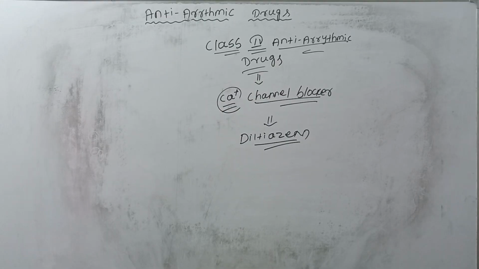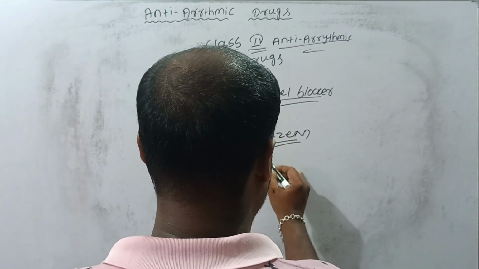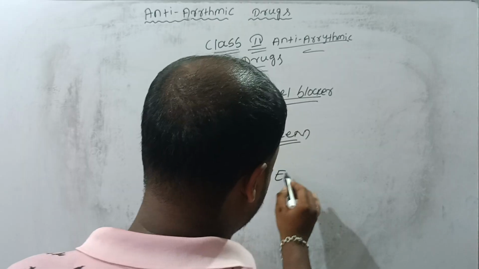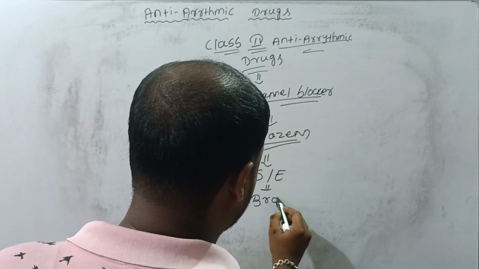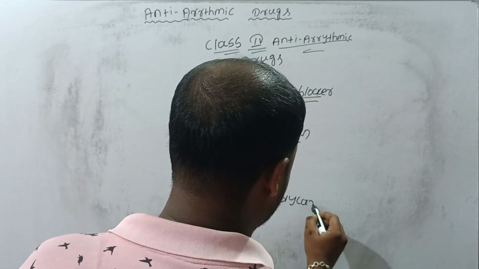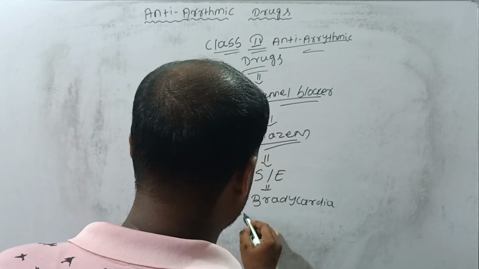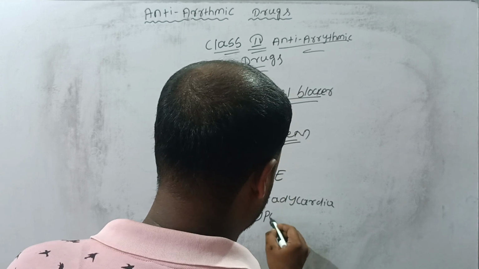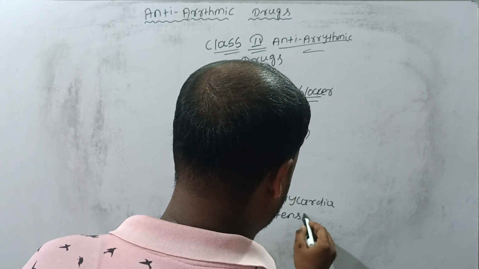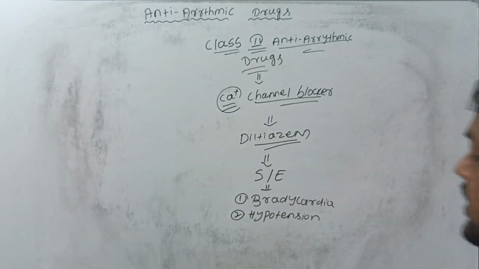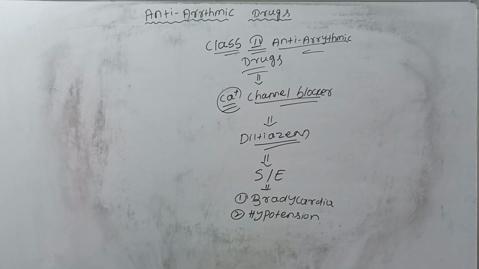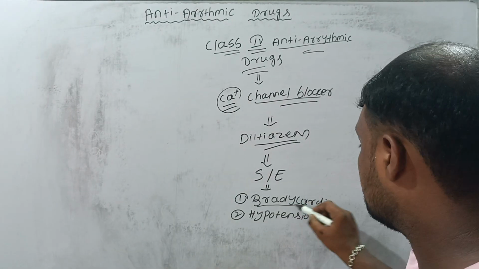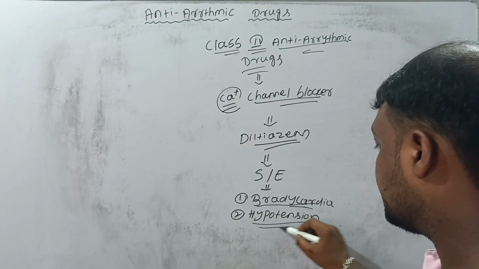The side effects, SE means side effects. The first one is bradycardia, the second one is hypotension. Clear? The class 4 antiarrhythmic drug side effects are bradycardia and hypotension.